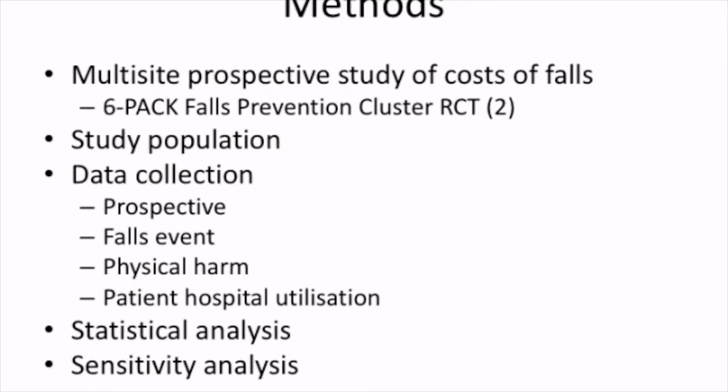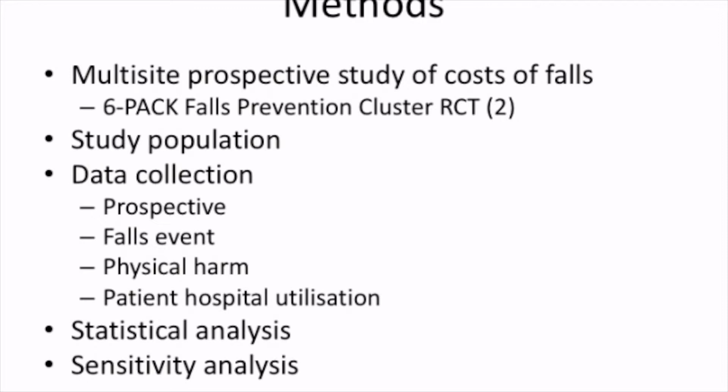A falls event was described as any event resulting in a person coming to rest inadvertently on the ground or other lower level. Physical harm was classified into 4 groups, the first being no injury, so no physical damage, the second mild injury including a bruise, swelling, abrasion that doesn't need medical treatment other than simple analgesia, moderate injury, which included dislocation, sprain, or anything requiring medical or surgical treatment, and a major injury, which included fracture or head trauma.